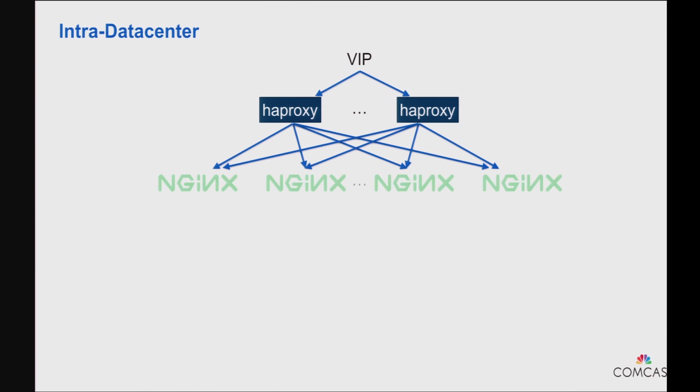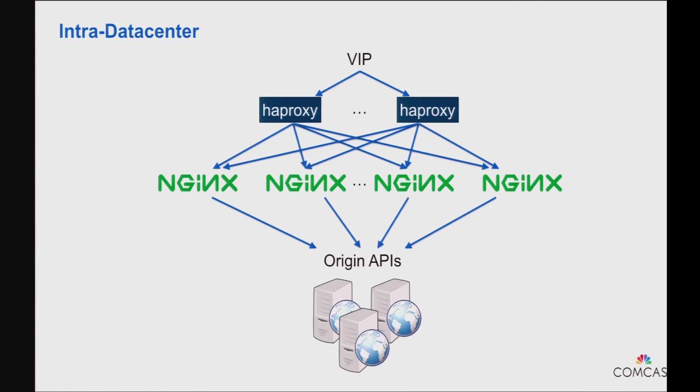And then those HA proxies proxy to various nginx machines. And these run the codebig code inside them. And then finally, of course, that proxies to the origin API. So we still have a number of moving parts in here, but this is all within Comcast's network. The best part about this is because of our load balancing scheme and the high performance of nginx, we can have really low downtime on upgrades.